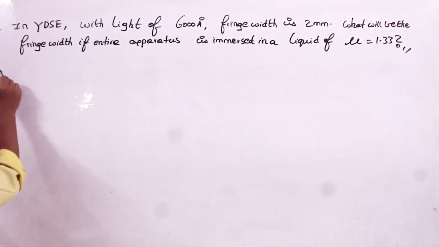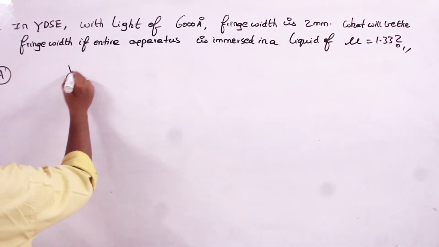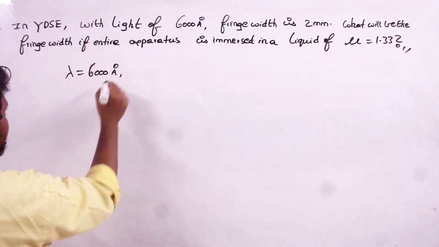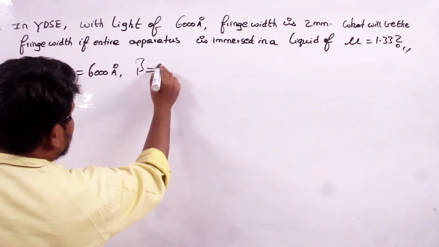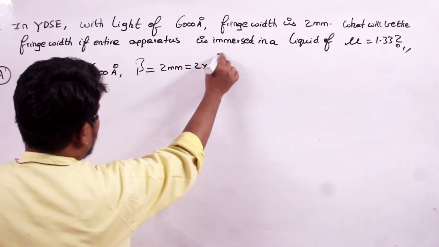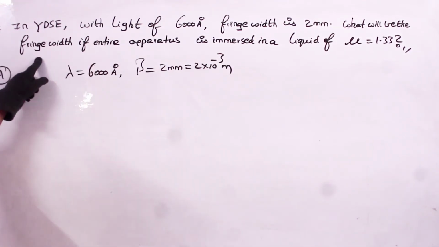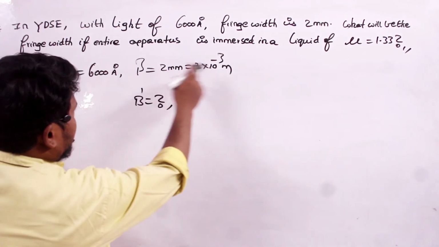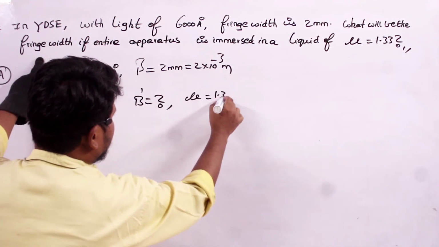So in Young's double slit experiment, what is the wavelength of light used? It is 6000 angstroms. Fringe width is 2 mm. So that is beta value, how much? 2 mm, so 2 into 10 power minus 3 meters. So what will be the fringe width, that is beta dash, I want to find out, if the entire apparatus is immersed in a liquid of refractive index 1.33.